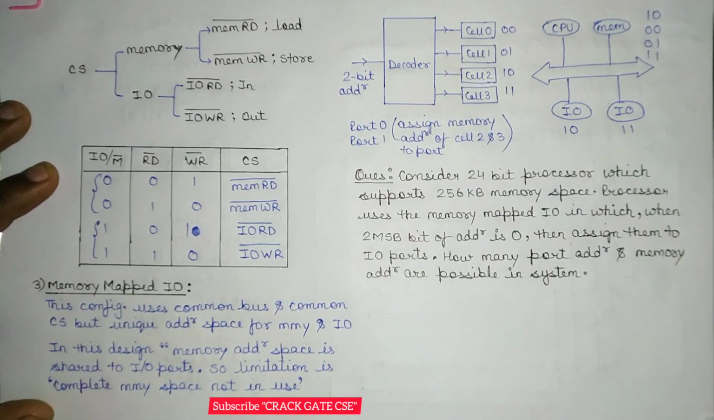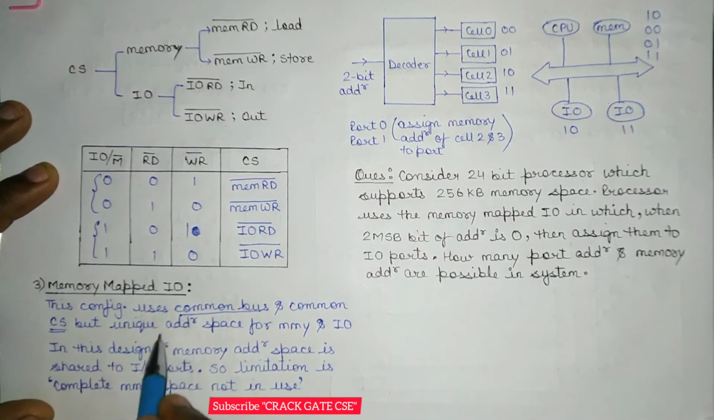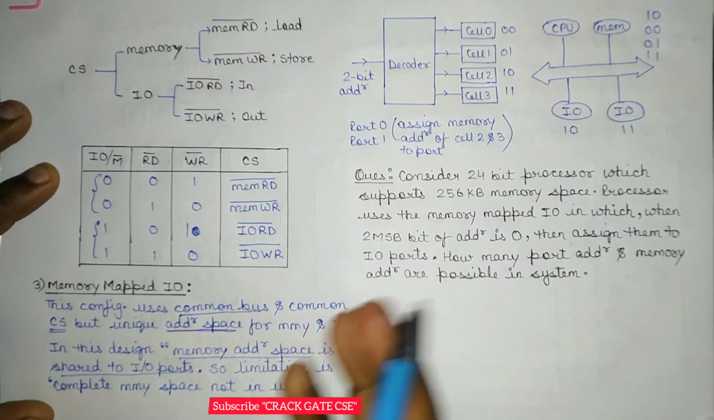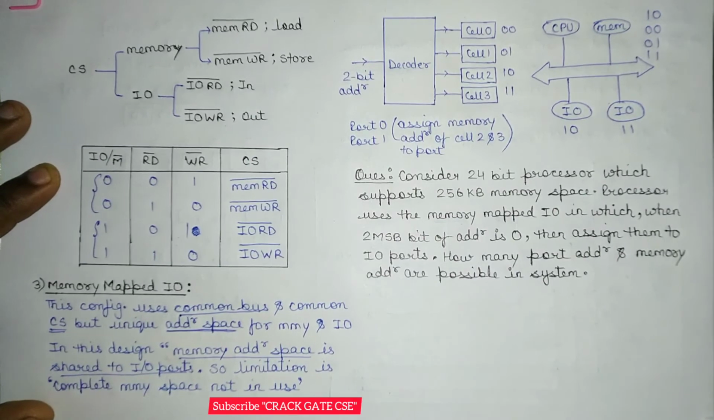So the memory mapped IO configuration uses the common bus and common control signal but different address space. So now we are using different address space for memory and IO. And in this design, the memory address space is shared to IO ports. That means we are taking some cells from the memory and we are allotting these cells to the IO, right? So the limitation is we are not able to completely utilize the memory address space because we are allotting some of the cells of the memory to the IO, right?